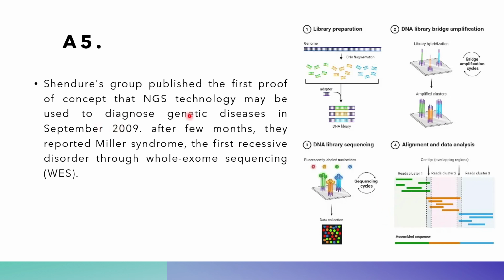Sanders' group published the first proof of concept of NGS technology used to diagnose genetic diseases in September 2009. After a few months, they reported Miller syndrome through whole exome sequencing. So what is whole exome sequencing? Everyone knows about introns and exons, right? First, you need to know about the central dogma of life.